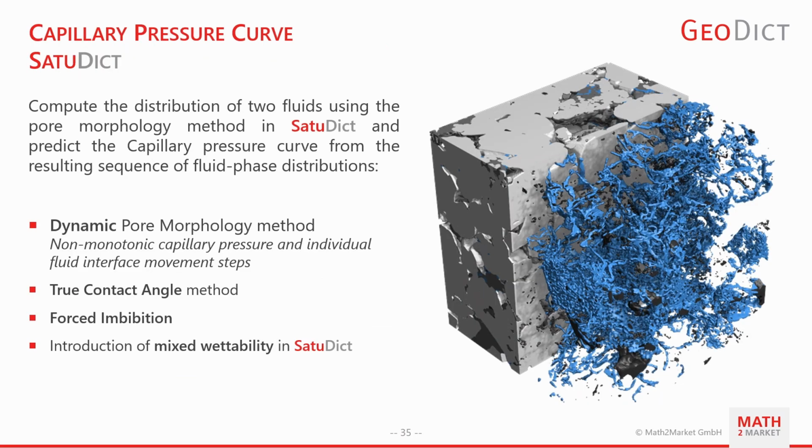In GeoDict 2022, we enable you to compute two-phase flow using the module SatGeoDict. While we introduced the dynamic pore morphology method with GeoDict 2021, we have developed the true contact angle method for GeoDict 2022, which extends two-phase flow capabilities to the entire contact angle range from 0 to 180 degrees. We've also invented a new GeoApp to enable you to compute forced imbibition setups. We introduce oil-wet materials with GeoDict 2022, which affects the contact angles of the fluid rock interface.